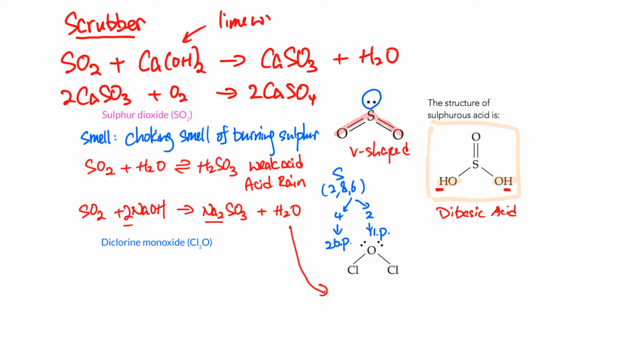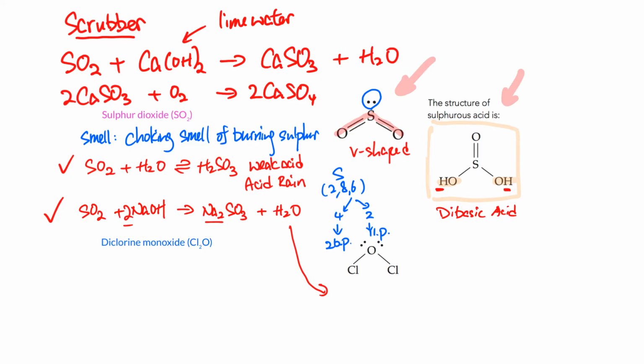So that's all for here. You see that the acidic gas will dissolve in water to give acid, and also it can react with the alkaline to form the sulfite. And you also have to remember the shape of the molecule and also the shape of the acid formed.